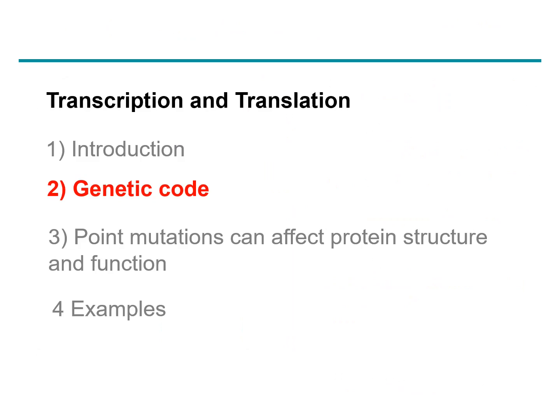So I just gave you a small introduction of the process of transcription and translation. And now I'm going to talk about how scientists cracked the genetic code and why the genetic code is redundant but not ambiguous.